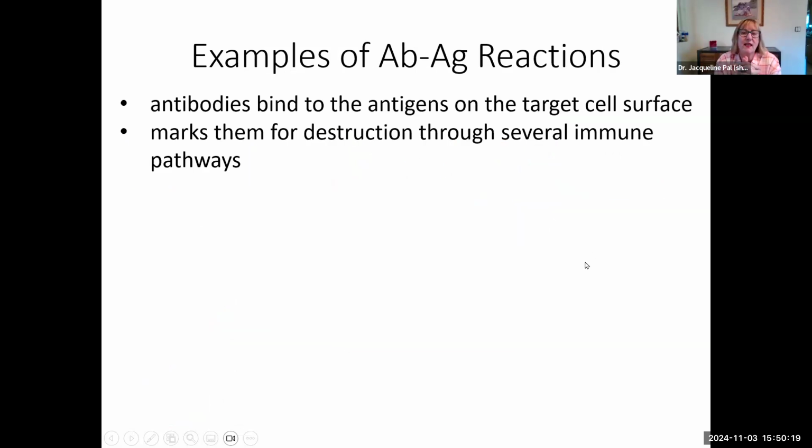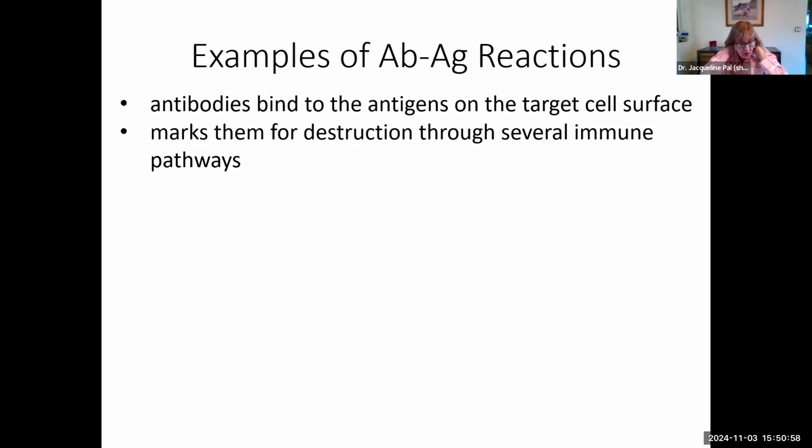So let me give you some examples of antibody antigen reactions. AB is the abbreviation for antibody. It doesn't have to be a capital A, it can be a lowercase a, as you'll see later on in the slide. AG is the abbreviation for antigen. Doesn't matter if you make it antibody antigen or antigen antibody. It's the same thing, just like 2 times 3 is the same as 3 times 2. So, what has to happen to have an antibody antigen reaction is the antibodies have to bind to the antigen on the surface of the target cell. And so now it's marked them for destruction.